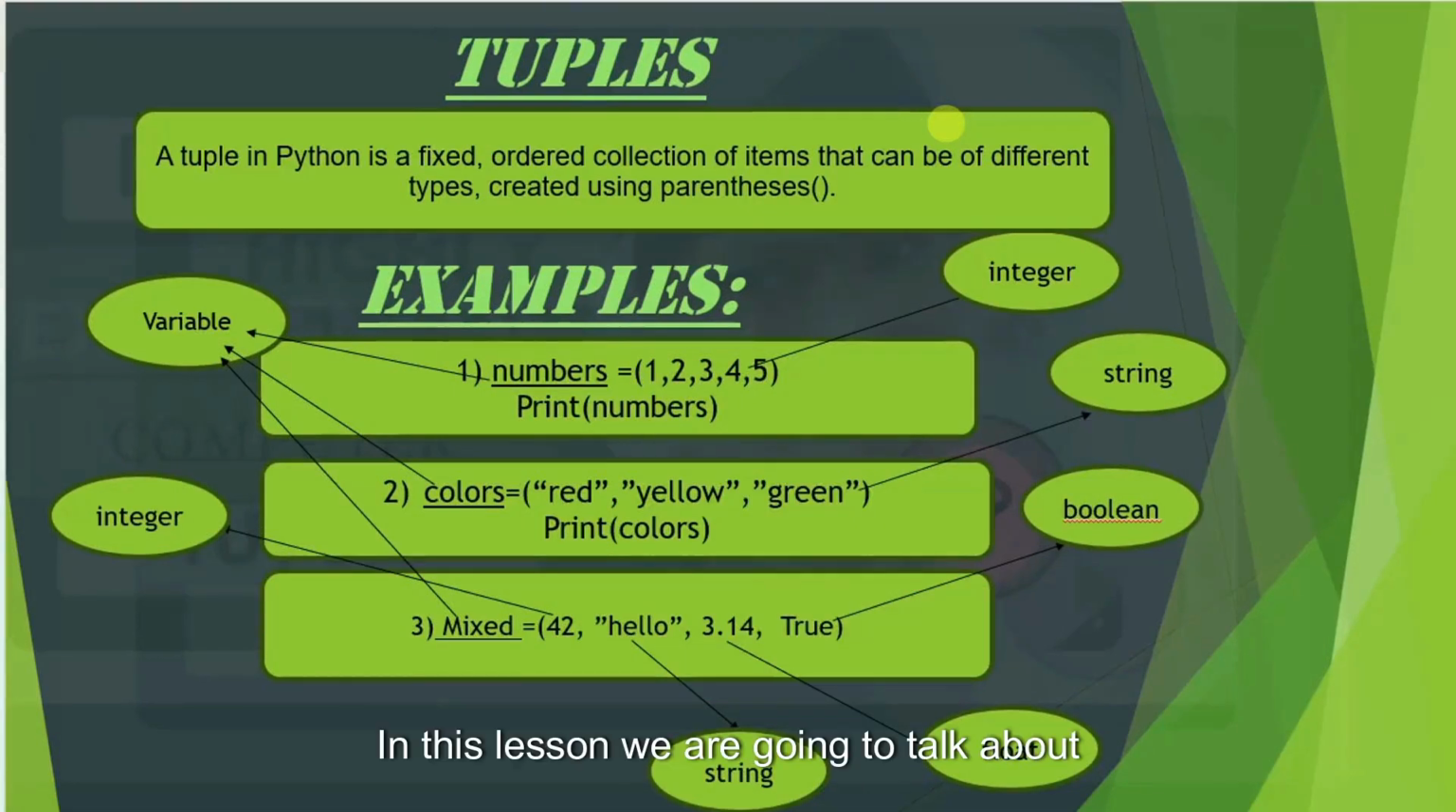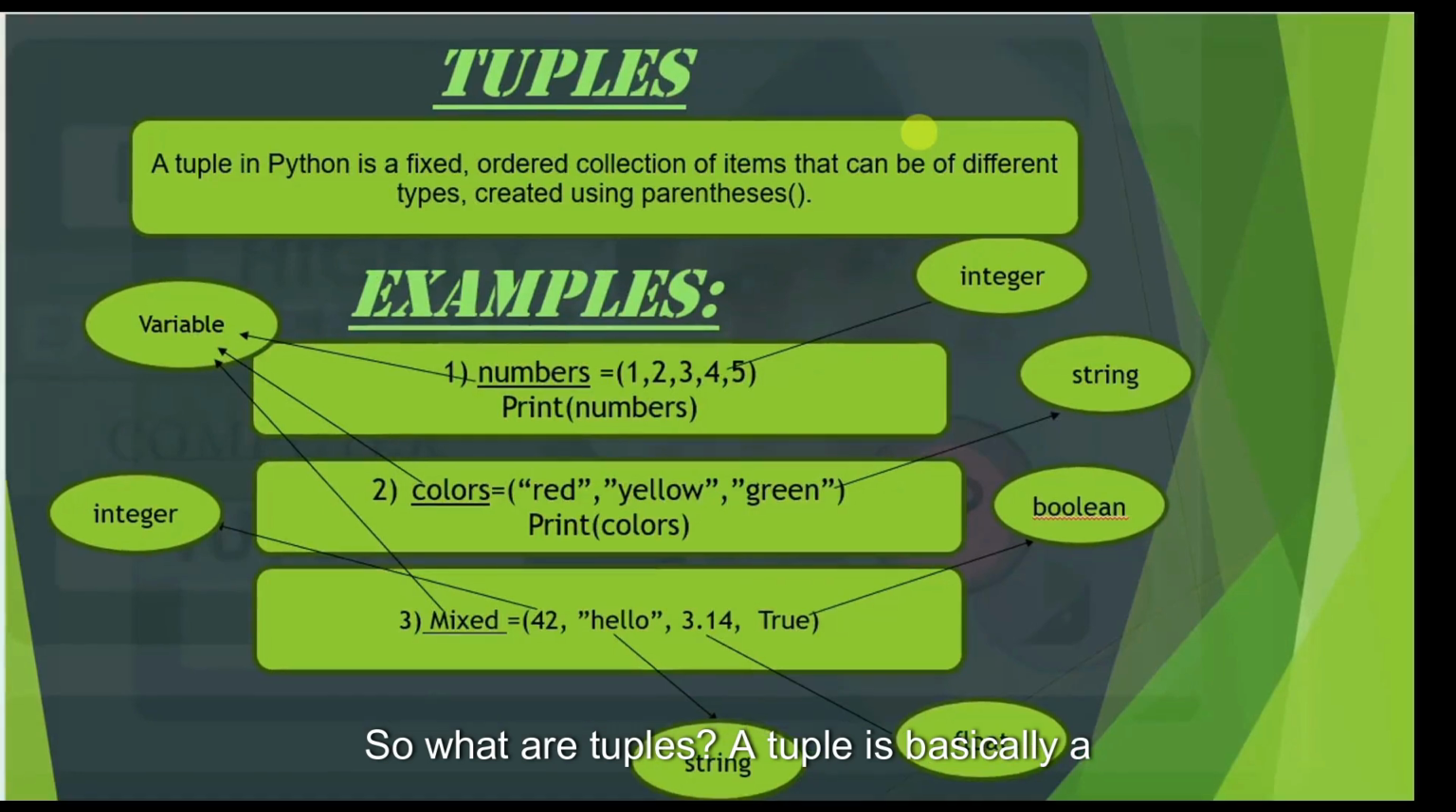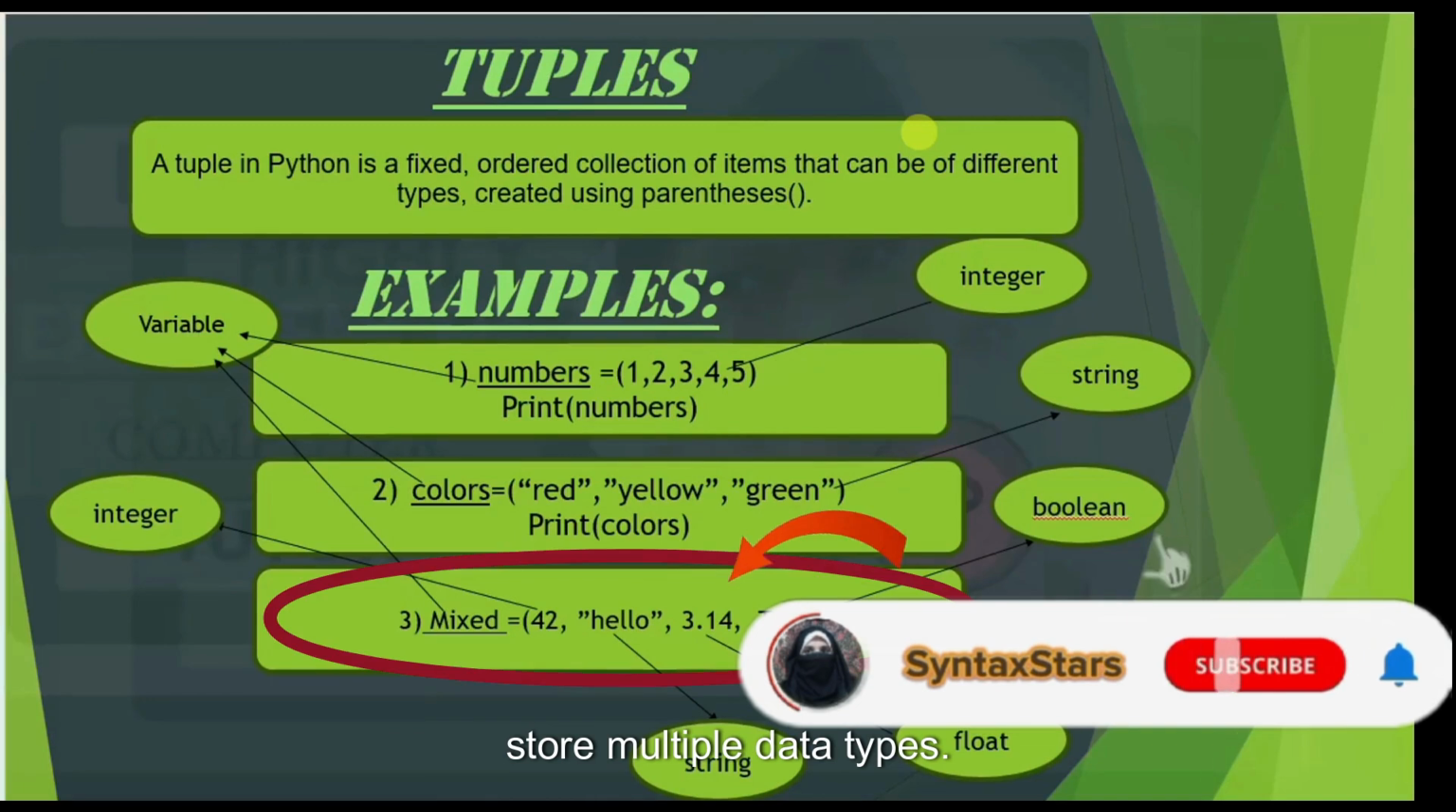Hello everyone. In this lesson we are going to talk about tuples. So what are tuples? A tuple is basically a collection of ordered elements. It's similar to a list but there are some key differences. Tuples are ordered, immutable and also can store multiple data types.